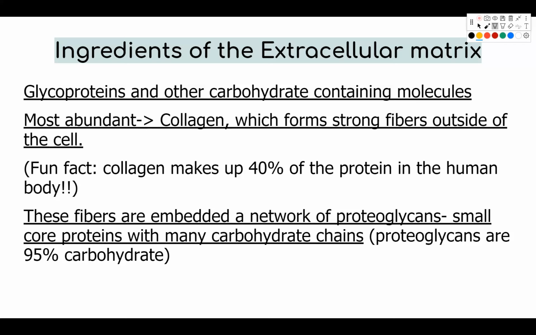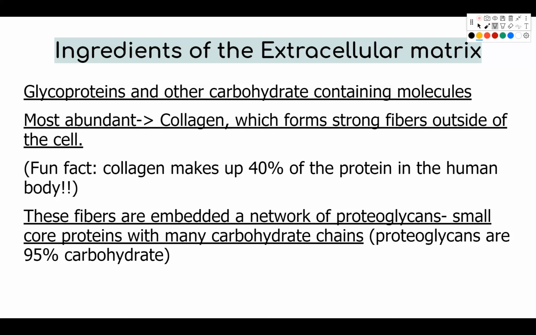Glycoproteins are proteins with glycans on them, or complex carbohydrates. So it's just proteins and carbohydrates together in one molecule. And the most abundant of these glycoproteins is collagen. We talked about collagen, I think, in the past. Collagen is one of those supplements that people tend to take for hair, skin, and nails. People have collagen infused face products a lot because it is what gives our skin tension.